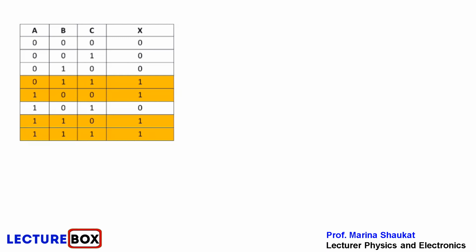In the last one, all these 3 literals are 1, so I will write simple A, B, C. And then the final expression will be written as A complement BC plus AB complement C complement plus ABC complement plus ABC. So this is my final expression in the form of SOP.